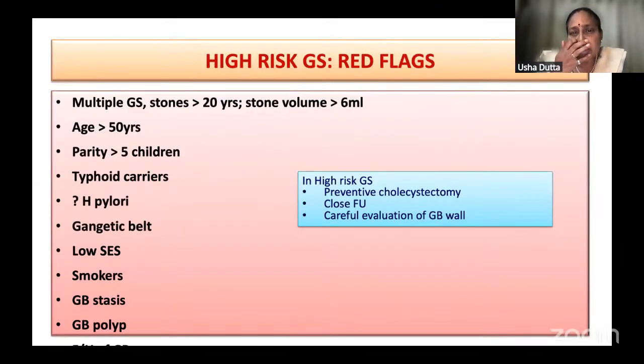So what are the high-risk gallstones? Multiple stones, stones more than 20 years, stone volume more than 6 ml. This is a Chinese study which has shown age more than 50 years, higher parity, typhoid carrier state, H. pylori positivity, gangetic belt, low socioeconomic status, smoking, GB stasis, and GB polyps. So all these are high-risk red flag signs. Obviously, a large number of patients may fall into this, and we have to see whether we offer preventive cholecystectomy, a close follow-up, and a careful evaluation of the gallbladder wall.